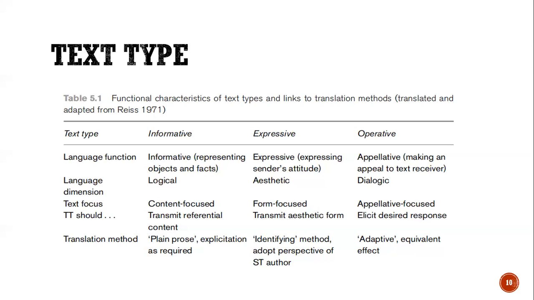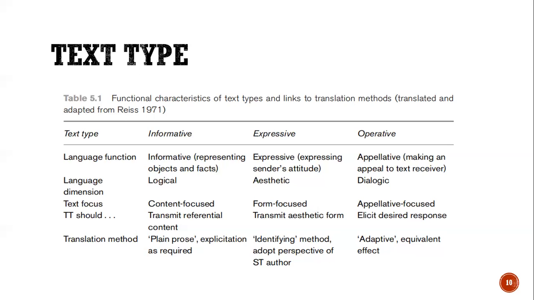In the expressive text, the method is identifying: adopt the perspective of the source text author. You see, this is very important. Text to text, it will vary. It's very important to remember this. So when it's an expressive text, you have to identify what kind of method you are going to follow. Because in the source text, the author tried to convey some kind of message through the literary style. So try to stick to that style, identify that method and adopt it. The source text author's intention is very important, and the style he followed is also very important. So you have to try to imitate that.